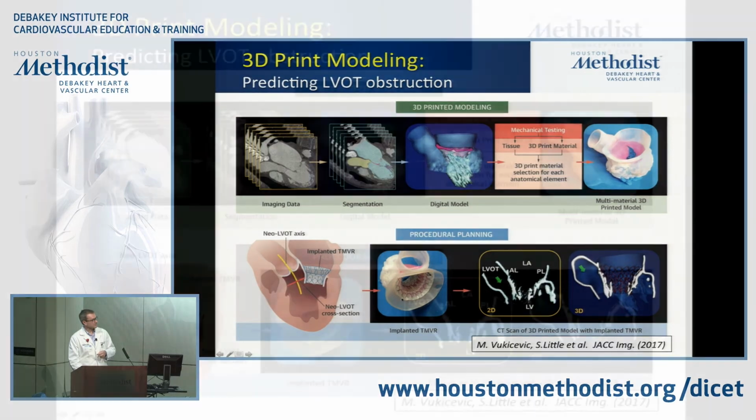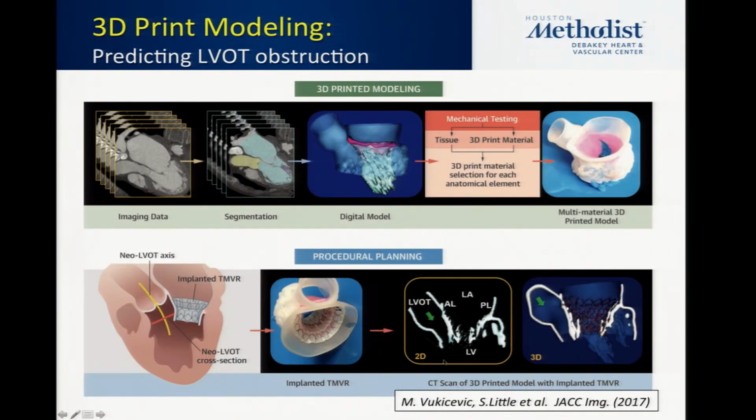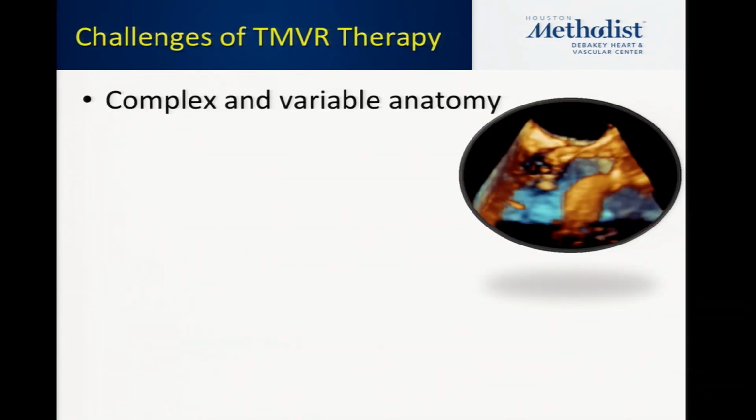Maria is working, I showed you this before, on some modeling. We're doing some 3D printing of patient-specific CT data, trying to figure out, for our TMVR patients, whether we can better predict any LVOT problems using patient-specific anatomy. Last slide, challenges. The complex and variable anatomy, not just between patients, but between etiologies of MR: functional and organic, or myxomatous MR can be very different in terms of the engineering required.